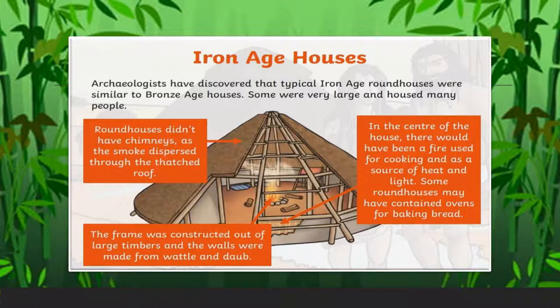The frame was constructed out of large timbers and the walls were made from wattle and daub. In the center of the house, there would have been a fire used for cooking and as a source of heat and light. Some round houses may have contained an oven for baking bread.